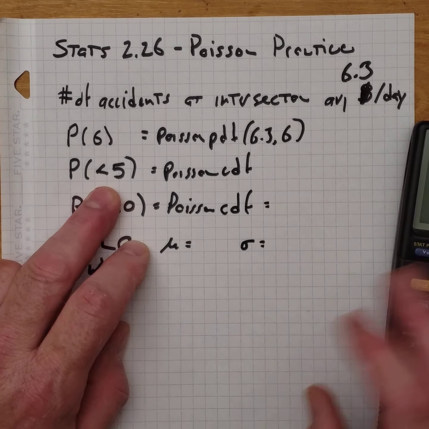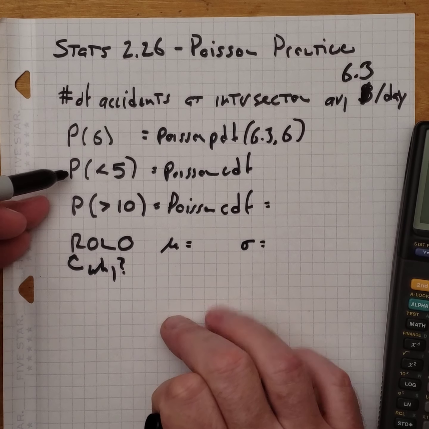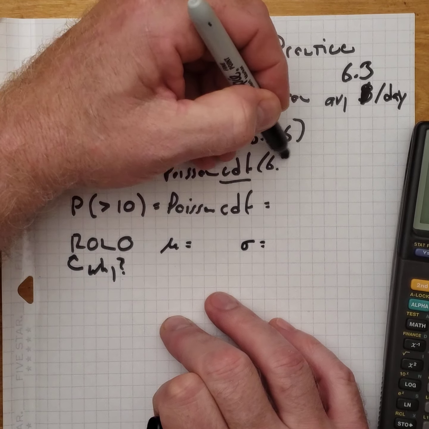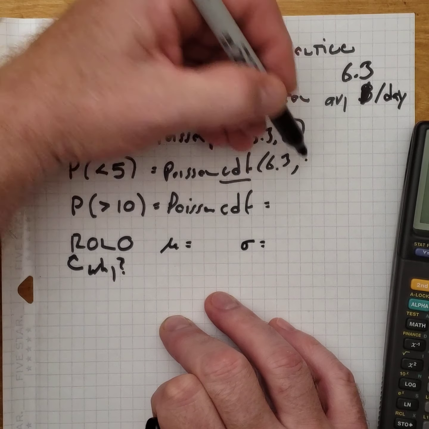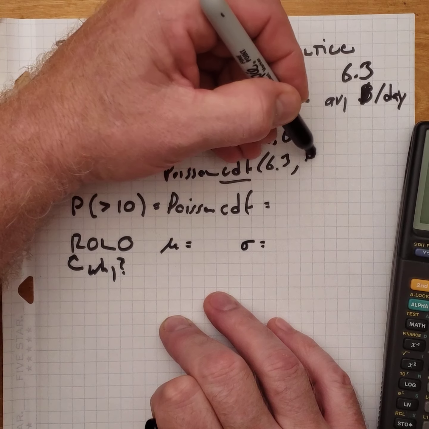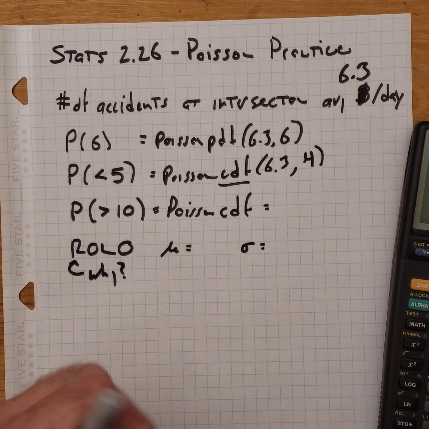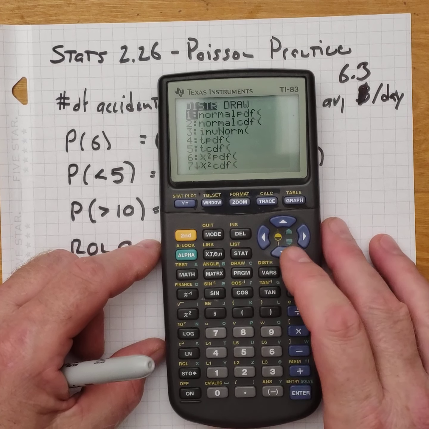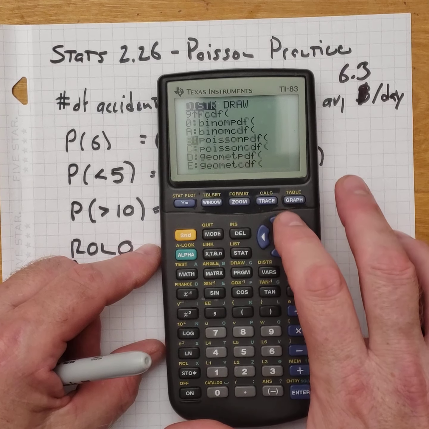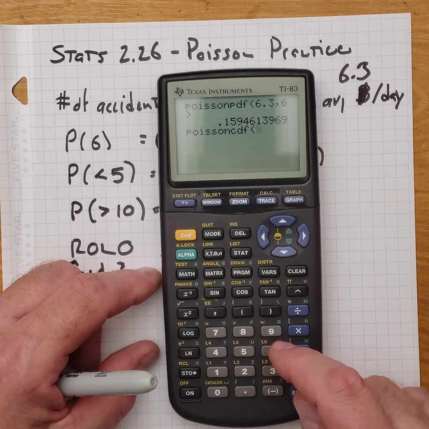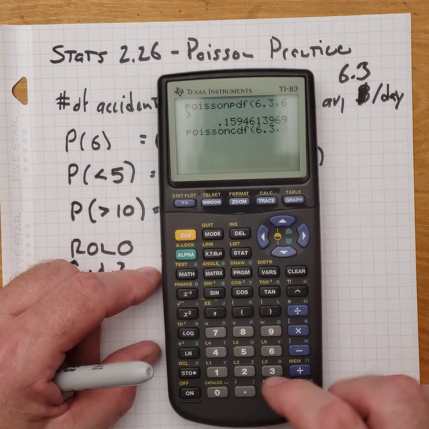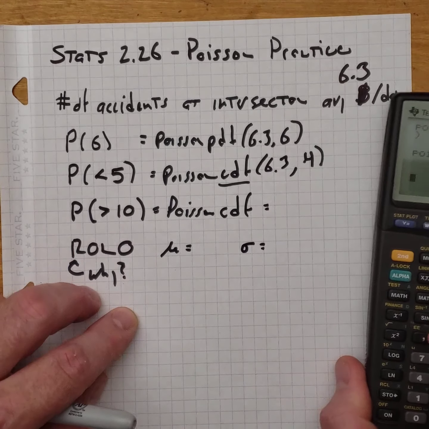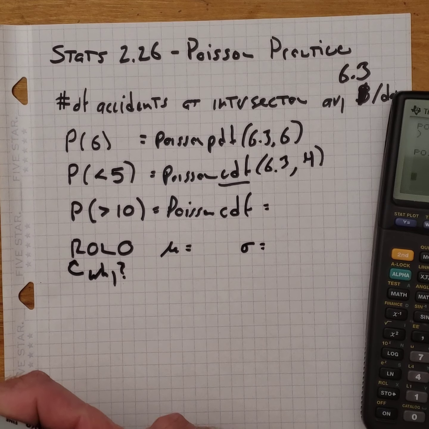Now, what if I want the probability that there will be fewer than 5? We would use CDF for cumulative. We would give it the mean, and then remember it's always less than or equal to this number. Less than 5 is the same as less than or equal to 4 when we're talking about discrete probabilities, because we can't have anything between 4 and 5. So we would go to Poisson CDF 6.3 comma, and we want less than or equal to 4. About a 25% chance that we have fewer than 5 accidents on a given day.